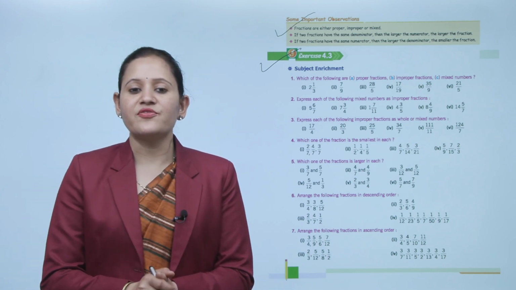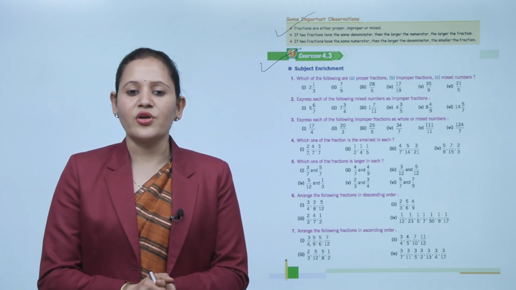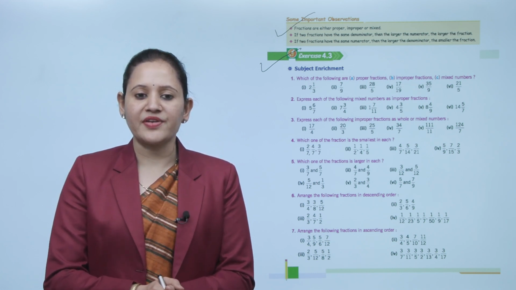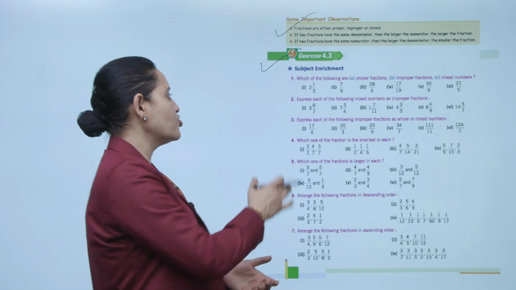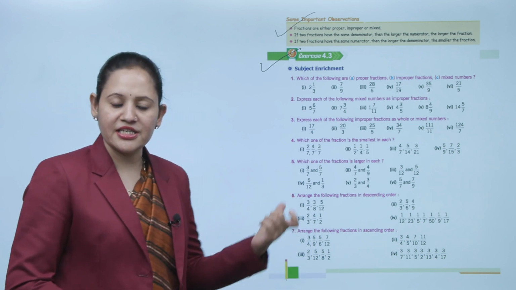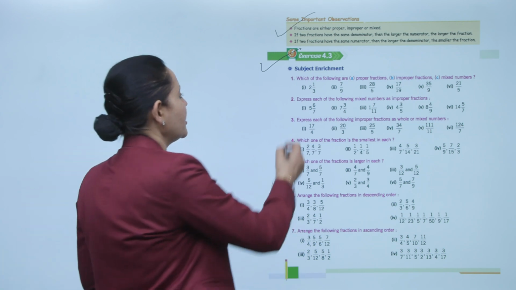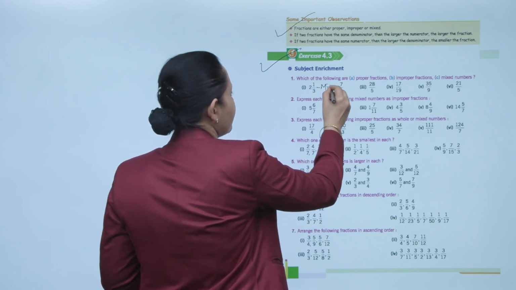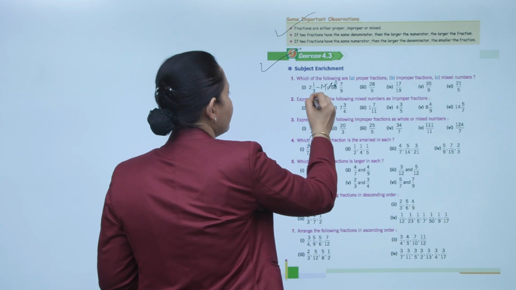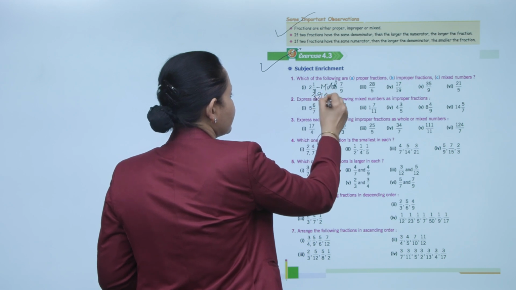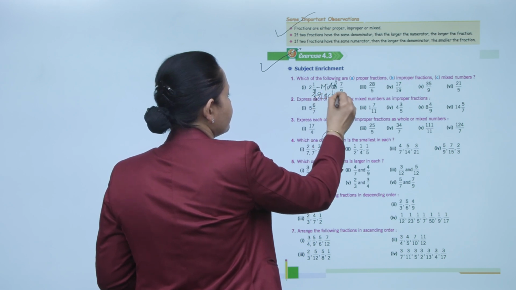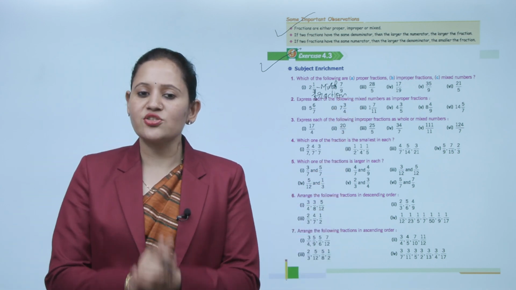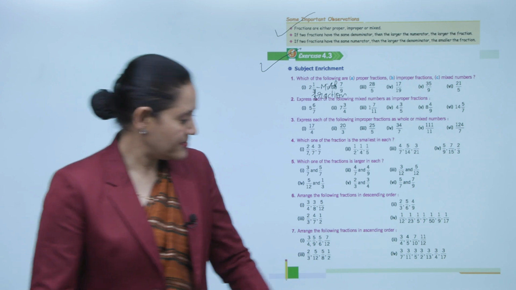Which of the following are proper fractions, improper fractions or mixed fractions? First one, 2 1 by 3. It has two parts, one integral and one fractional part, so it is a mixed fraction. Clear? So you have to practice all the questions of this exercise.